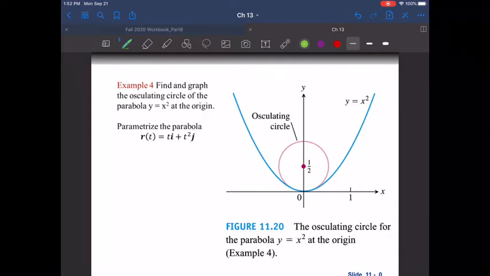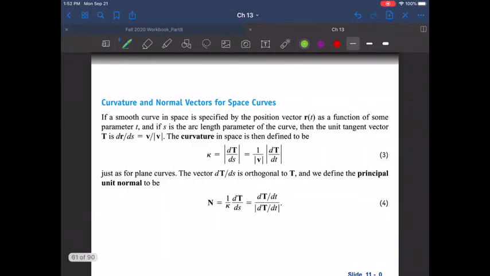So this is kind of like the one I was just drawing on that. So we can parameterize the parabola: r of t equals t i plus t squared j. And then you end up finding, if you go through and do this, this circle that's going to have a radius of 1/2 and everything just like that. Okay? So, curvature and normal vectors for space curves.